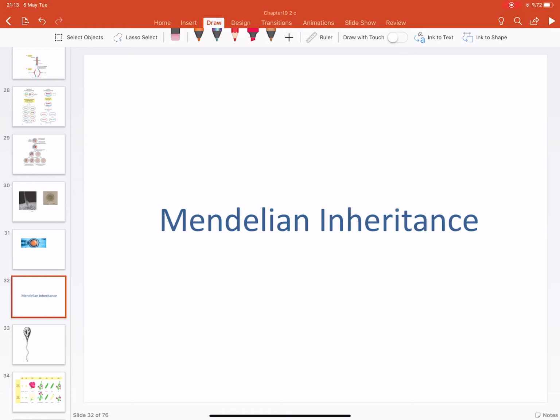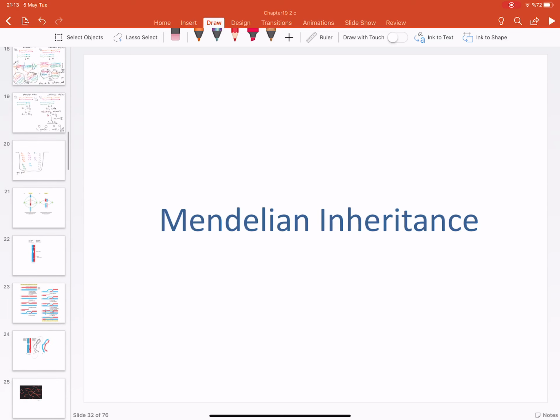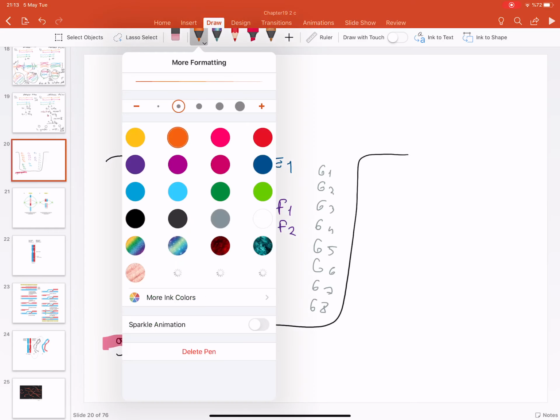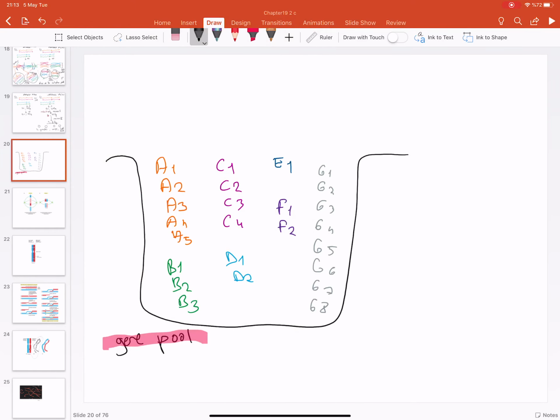I think we have seen enough of meiosis, so let's see some Mendelian inheritance and how it connects to the meiosis. But before that, I need to describe something called gene pool. Gene pool is a hypothetical concept that we use in genetics a lot. It represents a population, and all the alleles in a population are pooled here, and every time an embryo is formed, we are actually randomly selecting from this pool.